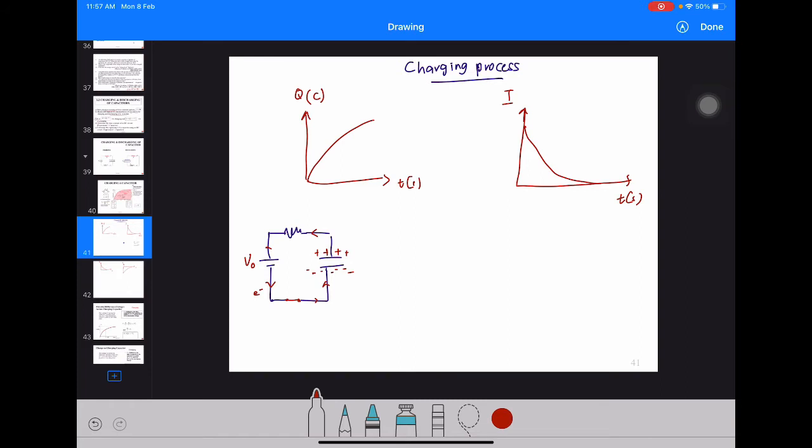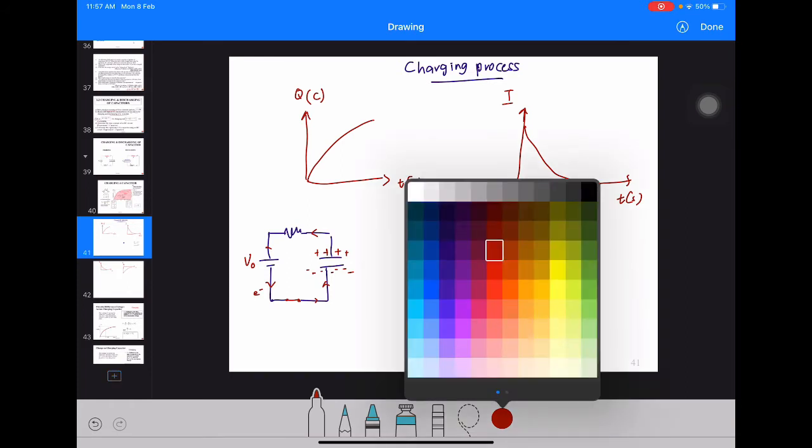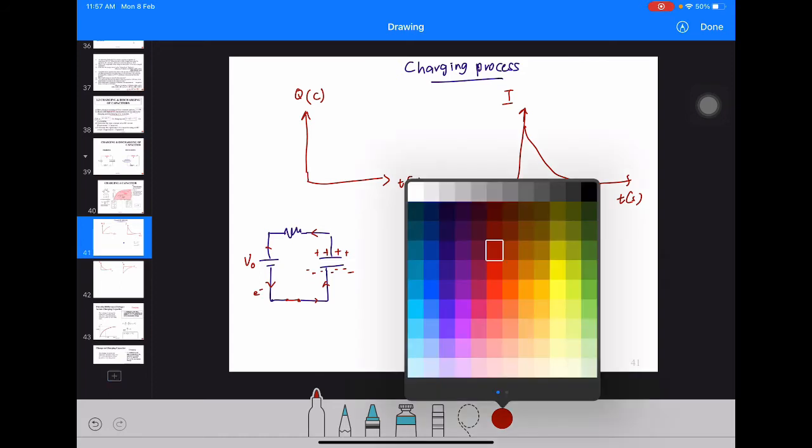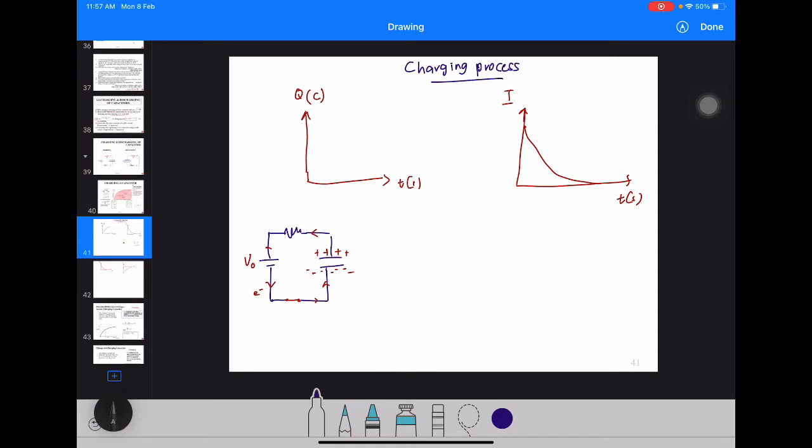So what happened here is that during the charging process, I'm going to erase this one first. During the charging process, initially you have a balanced charge, and then it starts to increase, and then it reaches a maximum value. That one is what we call Q0. So this is when the potential difference is the same as the power supply. So it starts from 0 charge, and then it increases, and eventually it reaches Q0. So it makes sense.